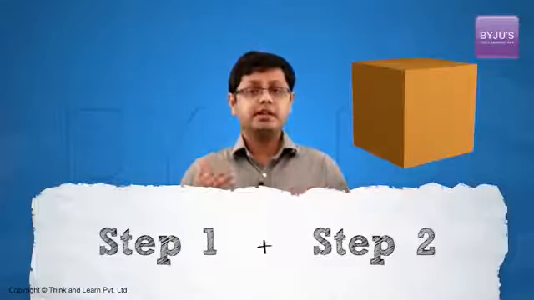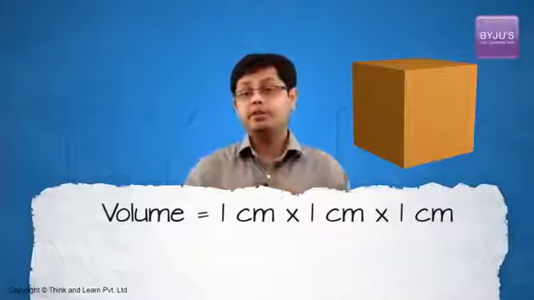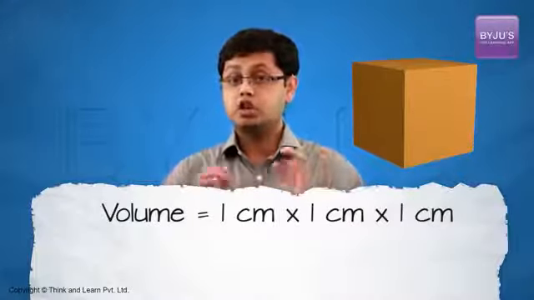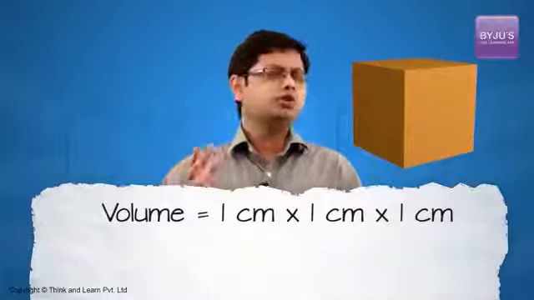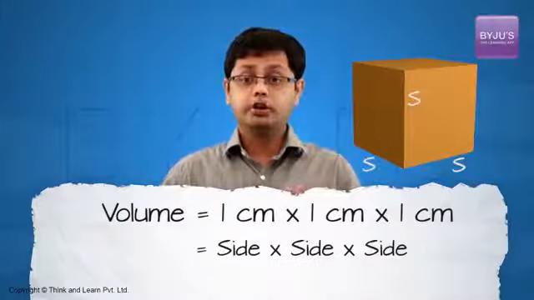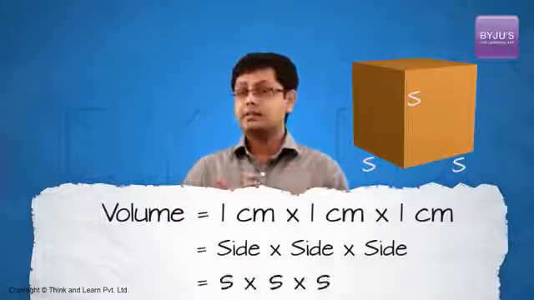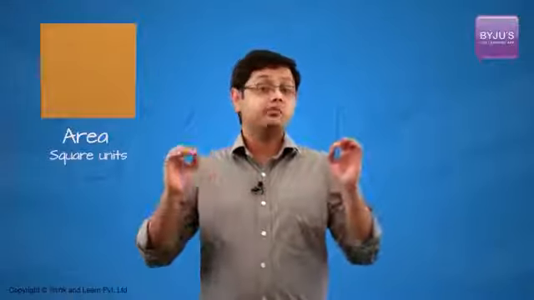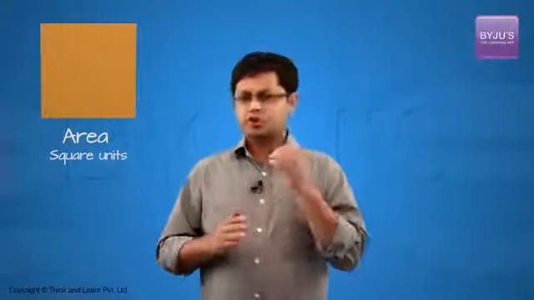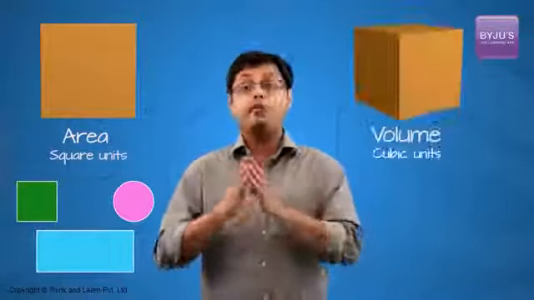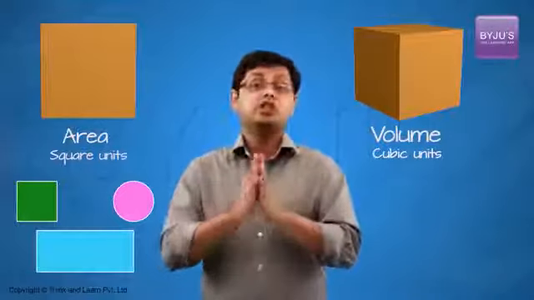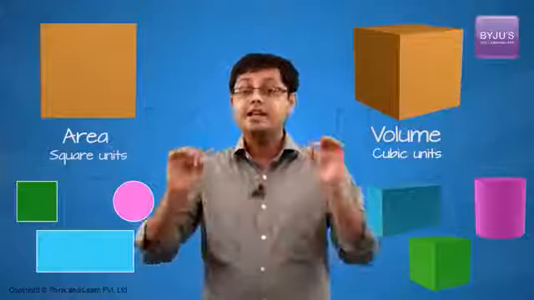If you club both the steps for the cube, you can see that the volume is equivalent to 1 centimeter times 1 centimeter times 1 centimeter. So, for any cube, you can use the same logic. That is, volume of the cube is going to be equivalent to side times side times side, or S times S times S. Now remember that any 2D figure had areas in terms of square units. That was just not for squares, right? Any 2D figure. Similarly, all 3D objects will have volume in terms of cubic units. It is just not restricted to cubes. It could be any 3D object.